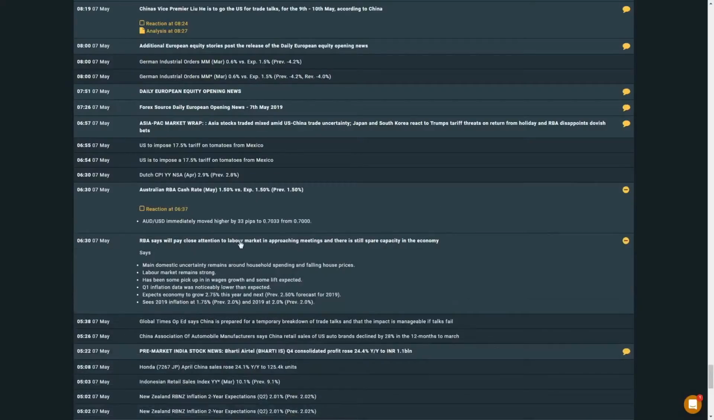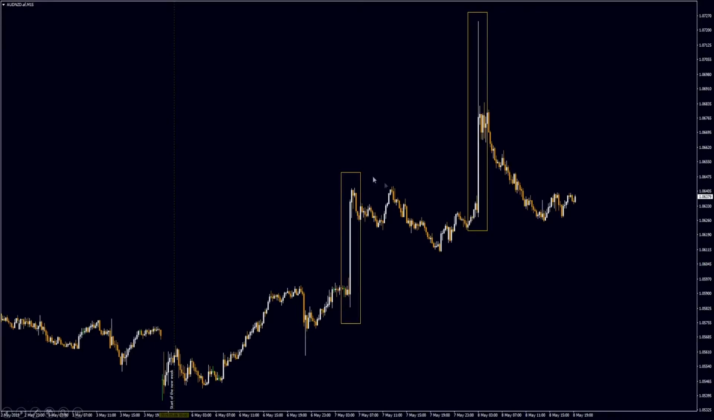Now, even though the RBA lowered their growth and inflation forecast, they emphasized their confidence in their own labor market. And as a result, the Aussie dollar strengthened across the board, especially against the Kiwi dollar. And we can see that reaction from the Aussie-New Zealand currency pair with this first bullish jump we can see on the chart. Now, on Wednesday, the Aussie-New Zealand pair had another big bullish jump of over 100 pips.